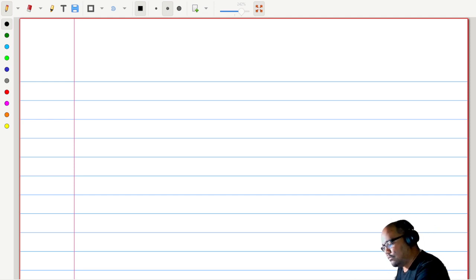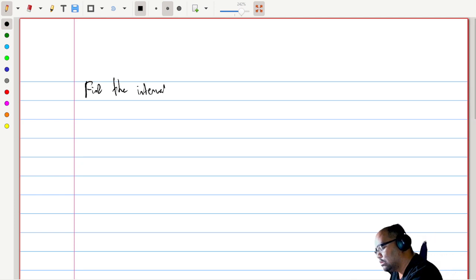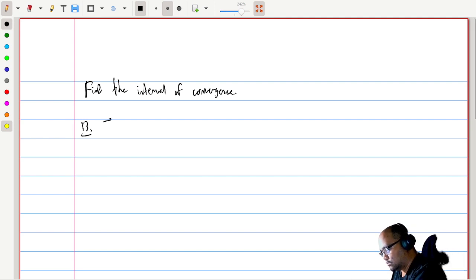So we're just first finding the interval of convergence. Okay, so let's look at number 13 here. Let's see, we got this sum here, n equals 1 to infinity, 2x to the n over n.